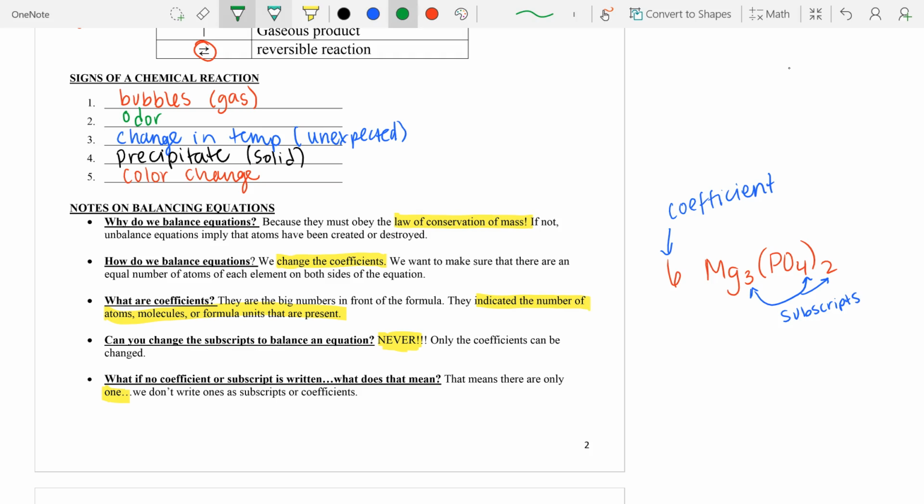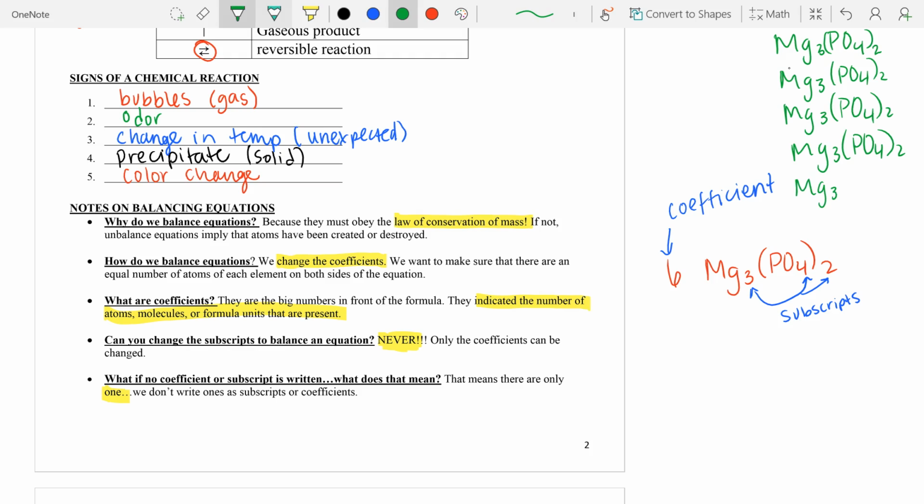So to go into further detail about that, if I were to write, kind of separate this out, I would have Mg3PO4. Okay, that's 1. I would write this 6 times. That's what that coefficient is telling me, that I have 6 of this whole thing, and that within one of these, those subscripts tell me how many are in an individual one.